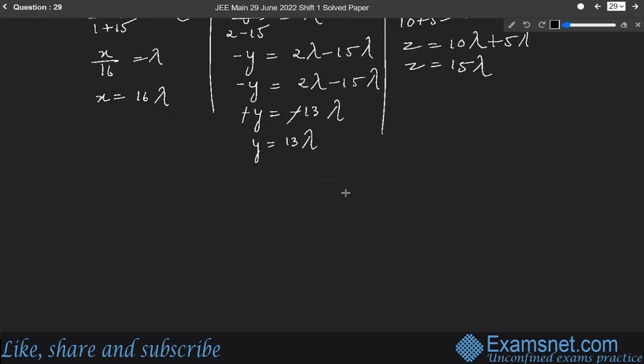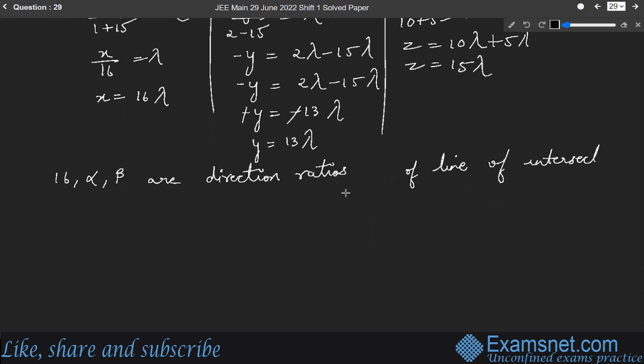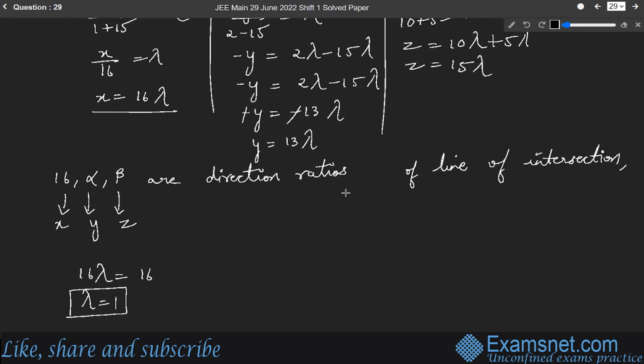In the question, it is given that 16, alpha and beta are the direction ratios of the line of intersection. It means that 16 is equal to x, alpha is equal to y, and beta is equal to z. We have the value for x. What is x? X is 16 lambda. So 16 lambda will be equal to 16. So lambda will be equal to 1.